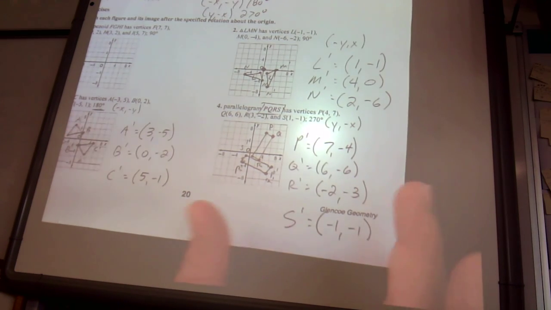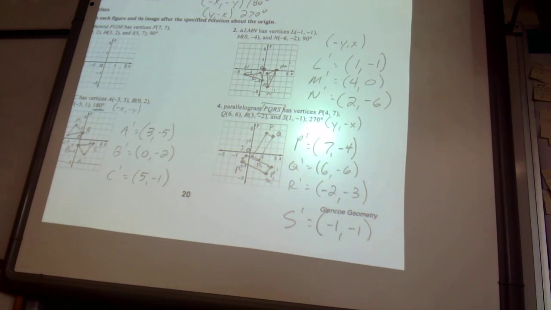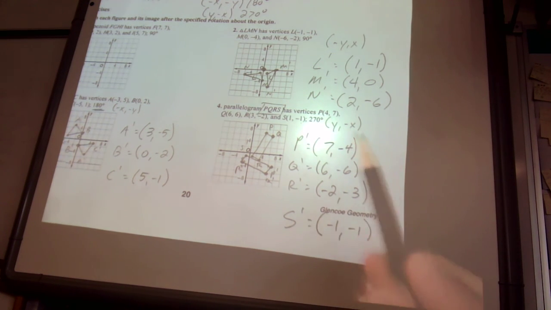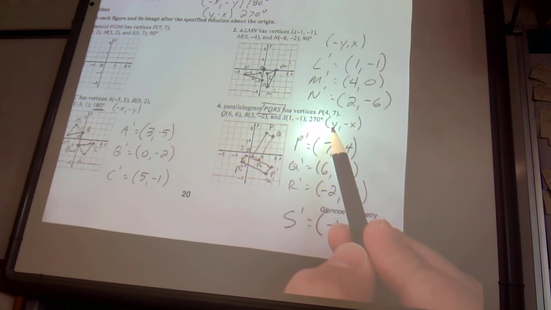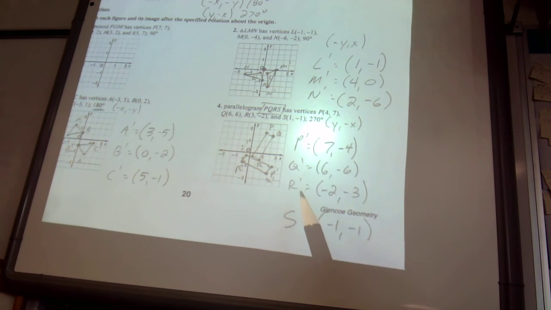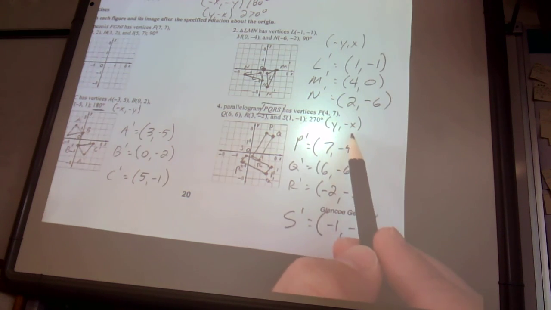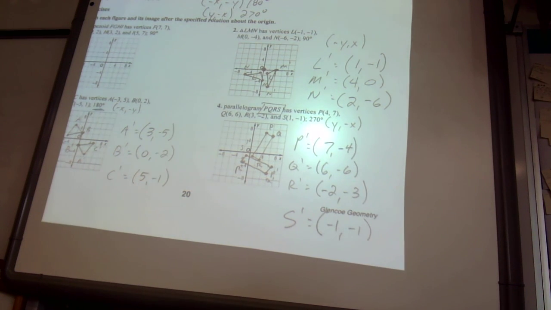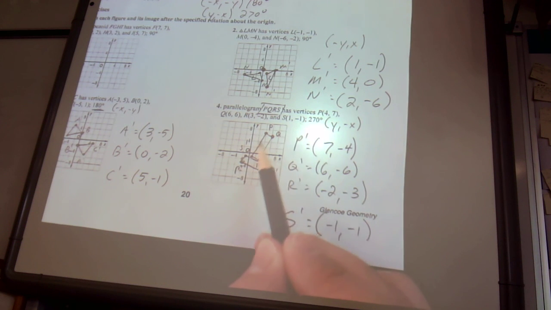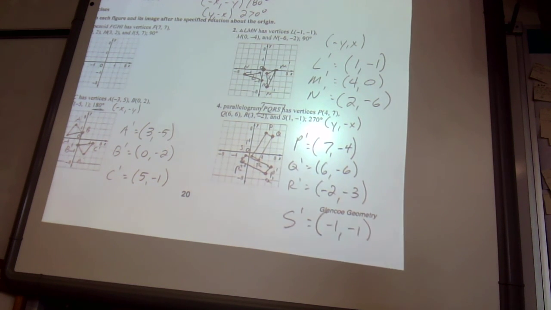Last one, parallelogram PQRS. So 4 vertices that we're going to rotate 270 degrees about the origin. All right. So here's our formula. To get to your prime vertices, take your Y, put it first. Take the opposite of your X and put it second to make your new ordered pair. So here's P, Q, R, and S. You can see the drawing right there. So let's go flip it.